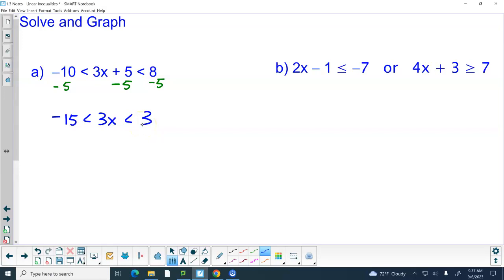Do we have x by itself yet? No, because we got 3x, right? Okay, so what do I need to do? Dividing by 3. Am I dividing by a negative number? No, so my signs don't have to flip, correct? But I have to divide in all 3 spots. So then this would become negative 5 is less than x is less than positive 1.